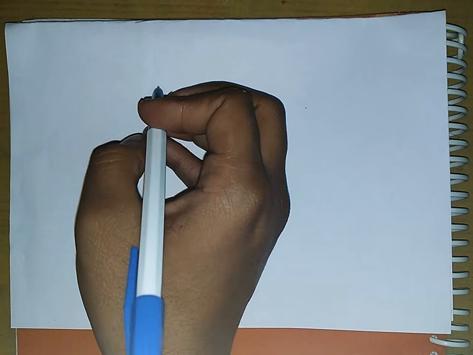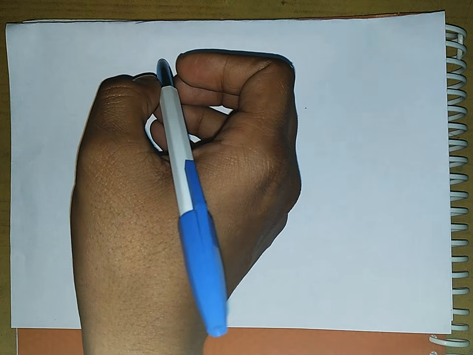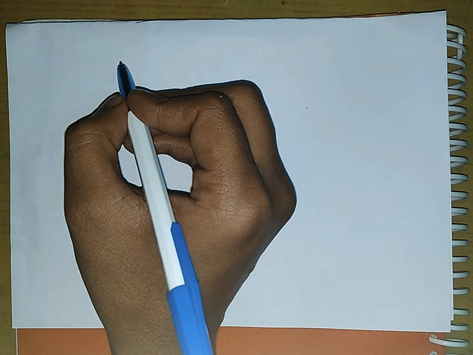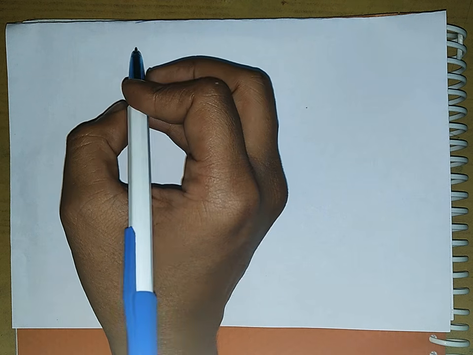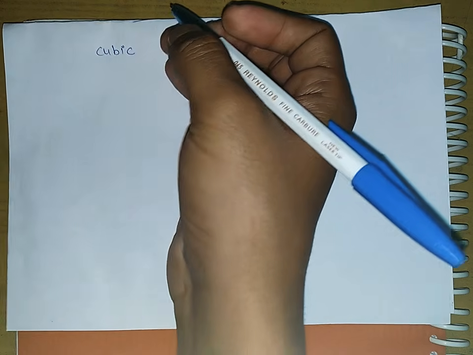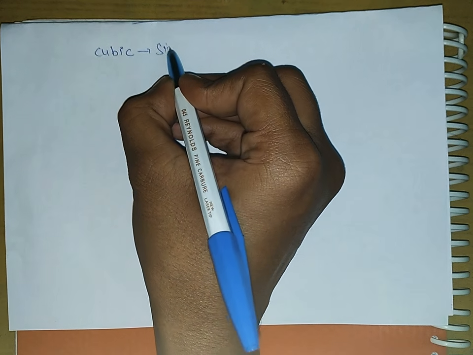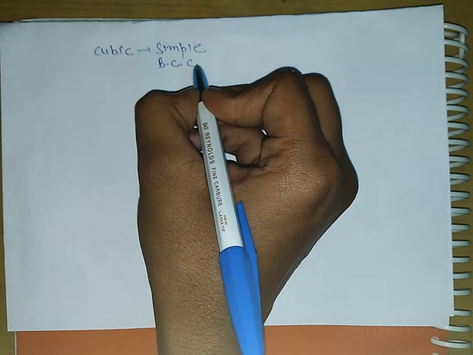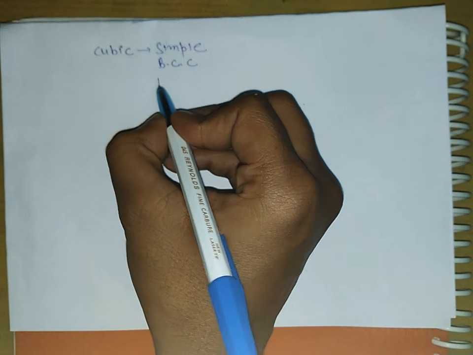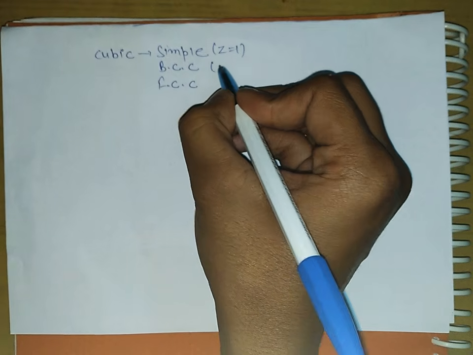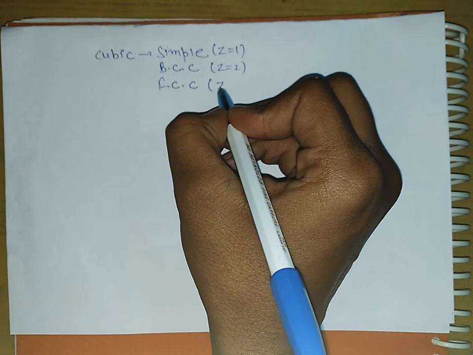Now in those questions in solid state, often we have to know which plane will exist in BCC or FCC or simple. In cubic we have three Bravais lattices: simple, BCC (body centered cubic), and FCC (face centered cubic). Z equals 1 in simple, Z equals 2 in BCC, and Z, the number of atoms, is 4 in FCC.